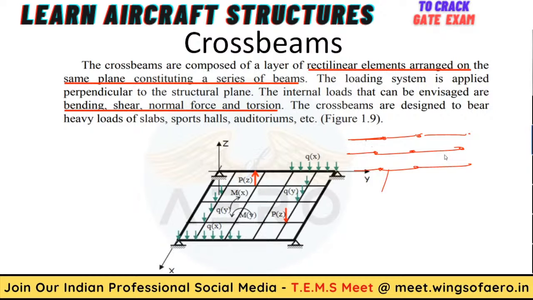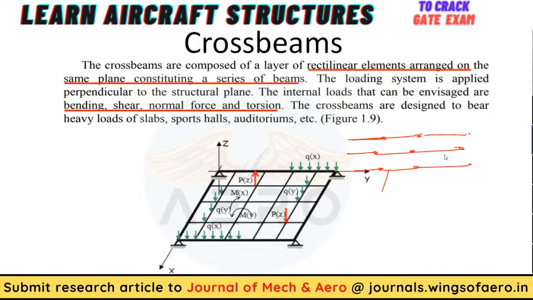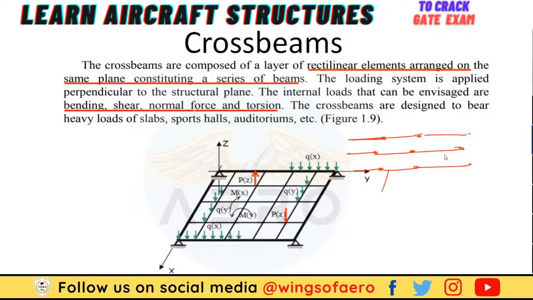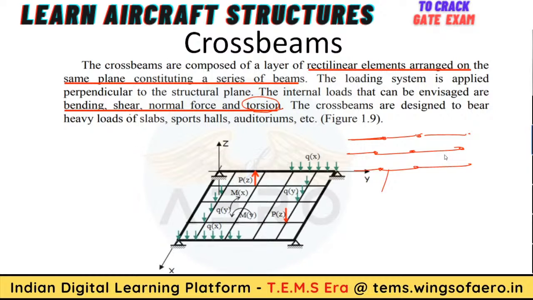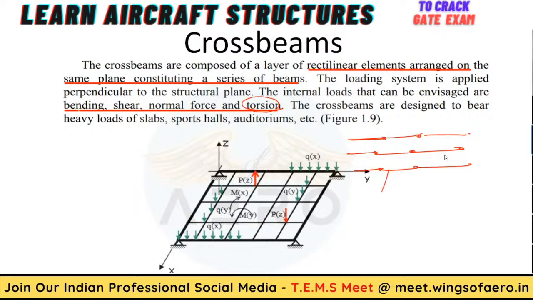These cross beams are subjected to bending, shear force, normal forces, and torsion. Torsion is an additional one. Now we have seen bending and shear forces only for the beam. Then we have seen frames. Frames consist of bending, shear, and normal forces.